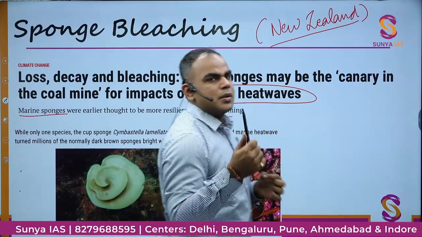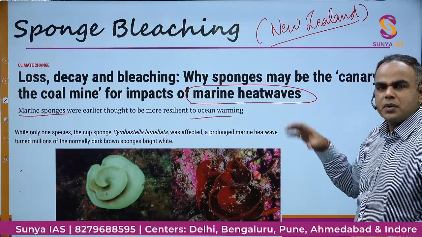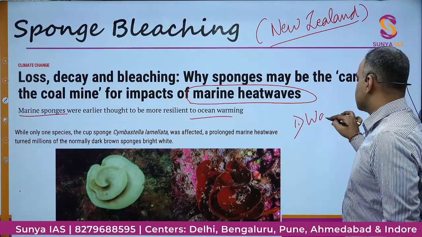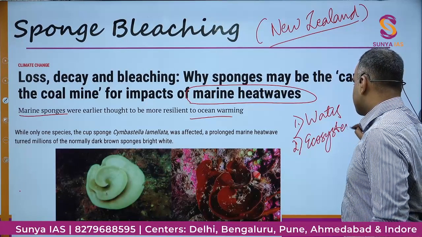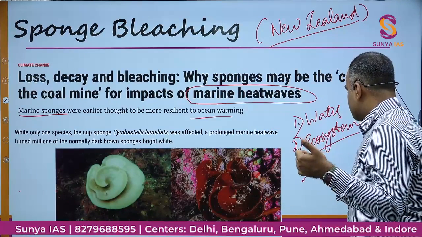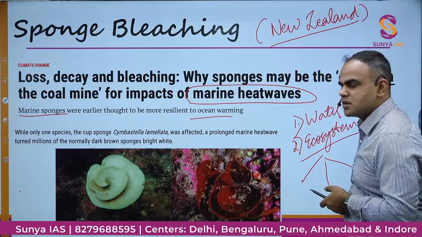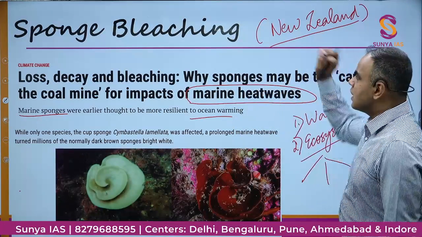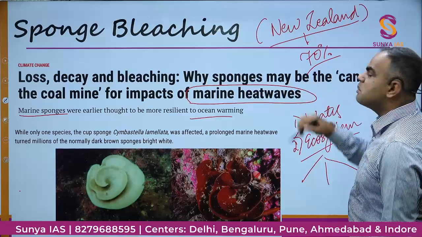Again, marine sponges are important because they have a lot of biodiversity. Secondly, they help in filtering the water. They have a lot of ecosystem services, just like you might have read about wetlands. They help in filtration, they have a lot of biodiversity, and they provide provisioning services. These sponges are very important, and their death is happening because of increased marine heat waves. In which area have we seen that? In New Zealand, around 70% of these sponges have been bleached.